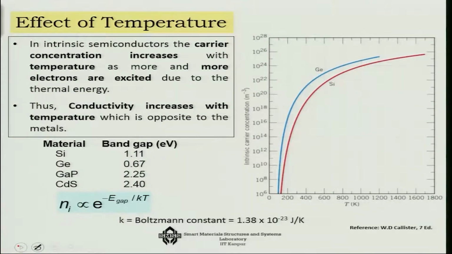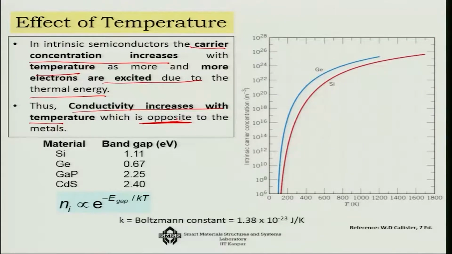What happens for the semiconductors if I increase the temperature? Does it behave the same way as the metals? In intrinsic semiconductors, the carrier concentration increases with temperature, as more and more electrons are excited due to the thermal energy, and they are encouraged to jump the band gap and go to the conduction band. So, conductivity increases here with temperature, which is opposite to the metals.